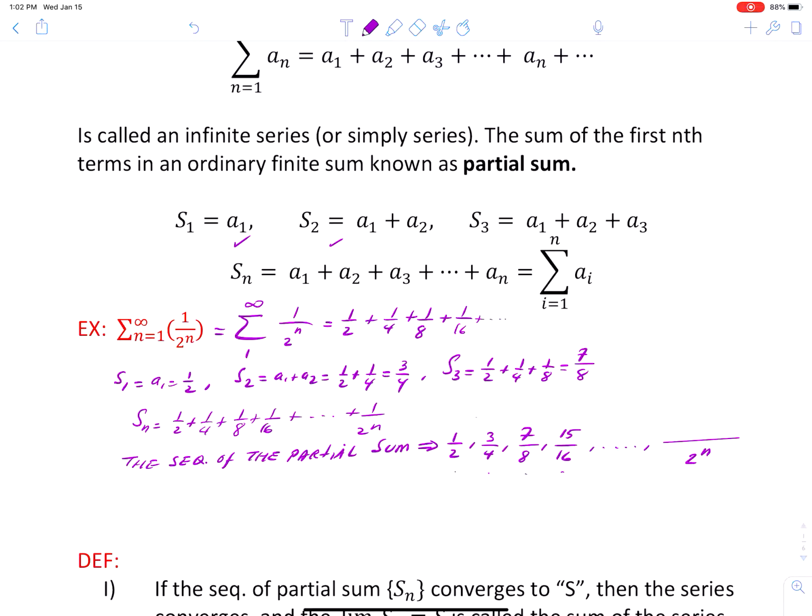Then I look at each number on top. Each numerator happens to be 1 less than the denominator. 1 is 1 less than 2. 3 is 1 less than 4. 7 is 1 less than 8. 15 is 1 less than 16. So that would be the same as saying 2 to the n minus 1. So that's how you find the nth partial sum.